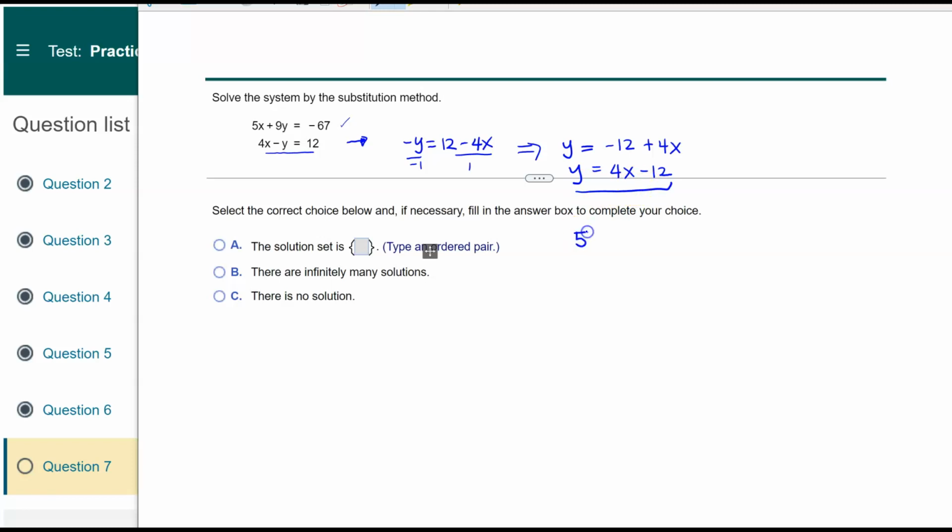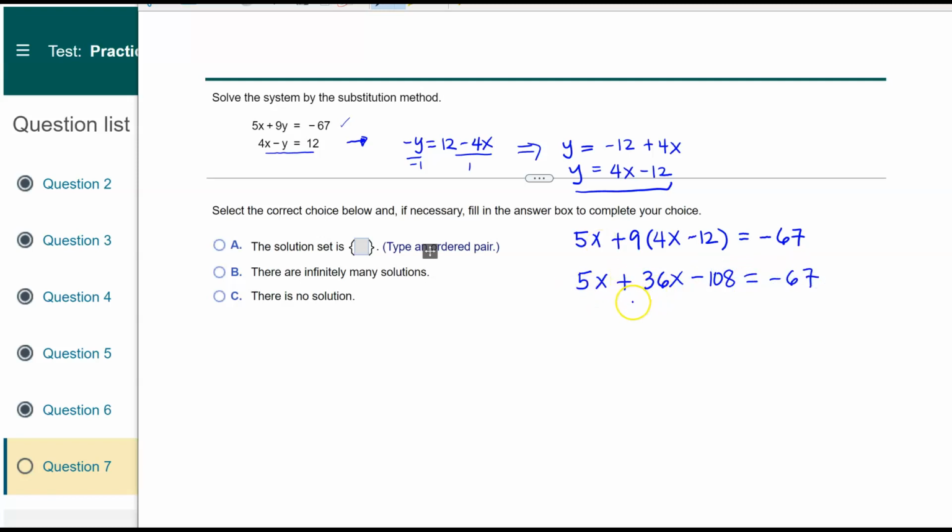So you have 5x plus 9. Now instead of y, you replace y by 4x minus 12, equal to negative 67. Then you simplify. So you have 5x plus 9 times 4 is 36x, minus 12 times 9. 12 times 9 is equal to 108. So minus 108, and that's negative 67.